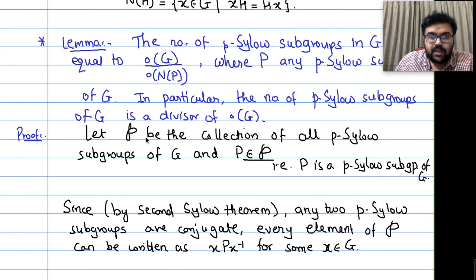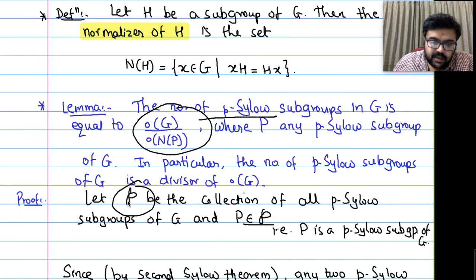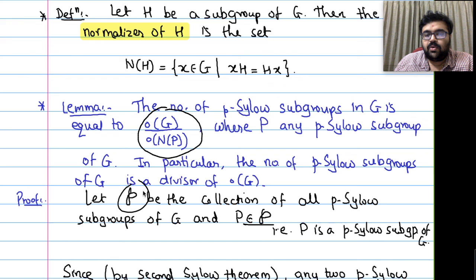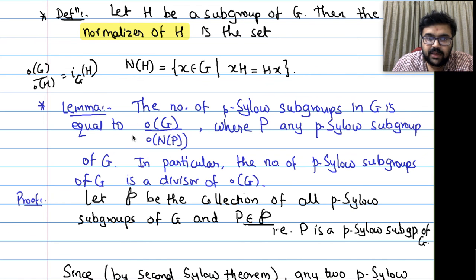Yes, and now we want to show that this is the collection of all p-Sylow subgroups. We want to show that the total number of p-Sylow subgroups is this. So we want to show that the cardinality of this is the same as order of G upon order of NP. This is nothing but the index of NP in G. What is order of G upon order of H? This is nothing but the index of H in G. So order of G upon order of NP is the index of the normalizer of P in G, and that is the same as this.